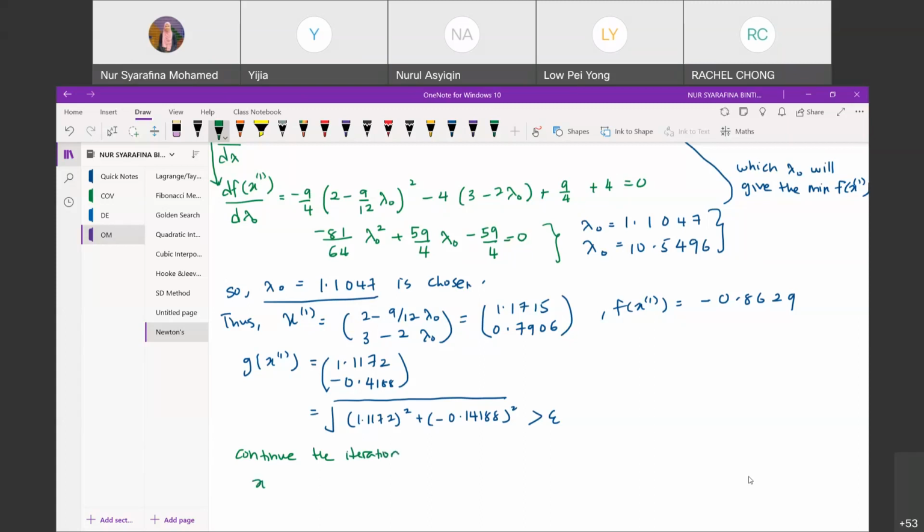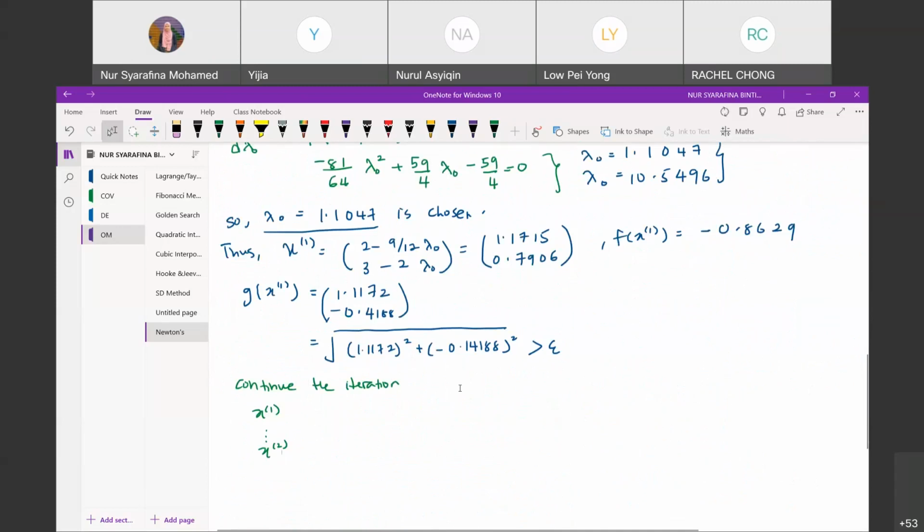Now you have your x1, then you can find your x2 by using the same step here. Okay, is that clear? For this example, we are going to stop only at iteration 2. We just proceed one iteration. Okay, the next iteration is iteration 2, then you will obtain your optimum point.